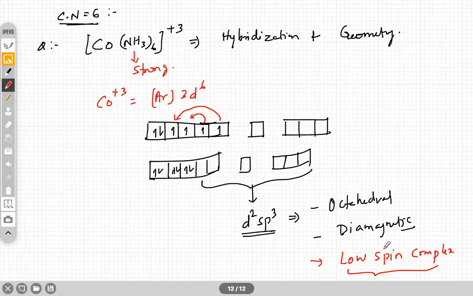Sir, how do we determine if it's octahedral or square bipyramidal? Both are the same thing. Anyone you write, it is correct.